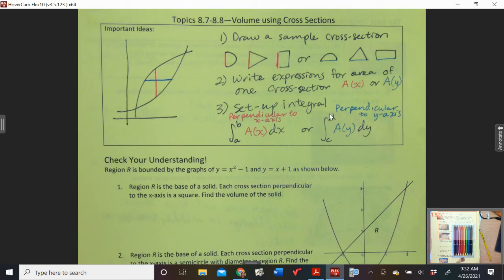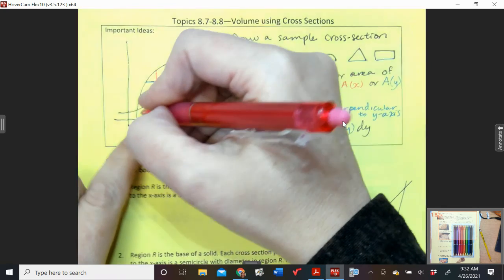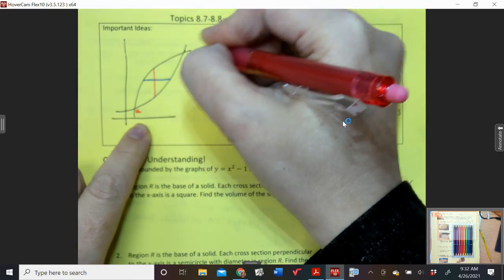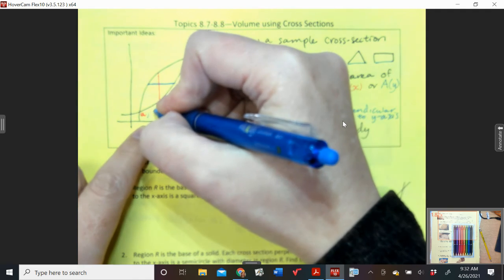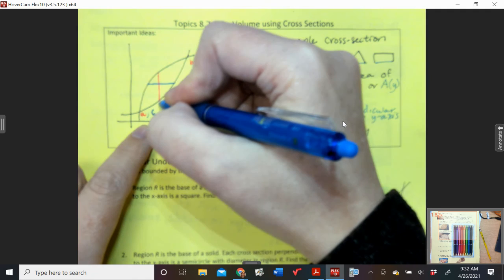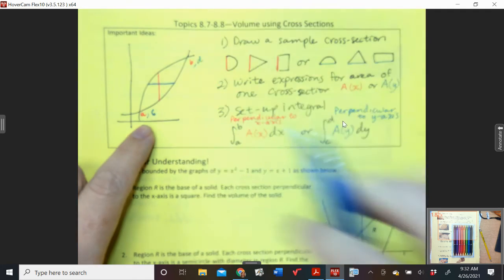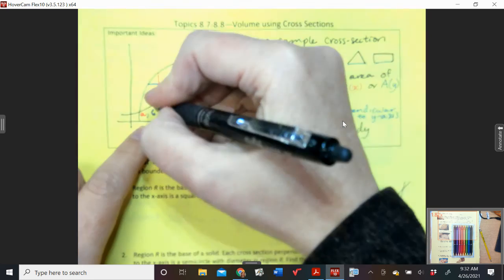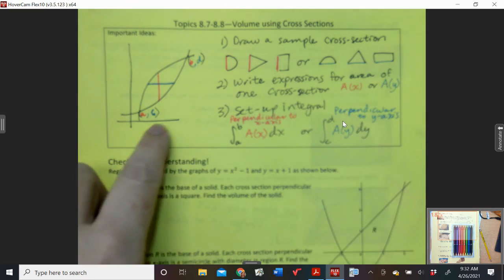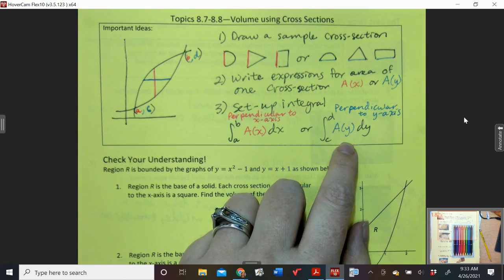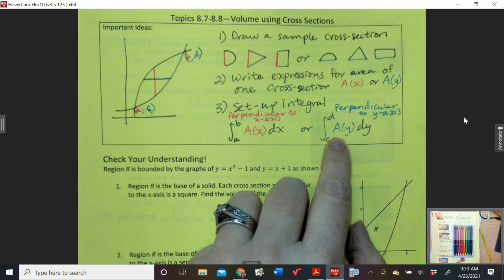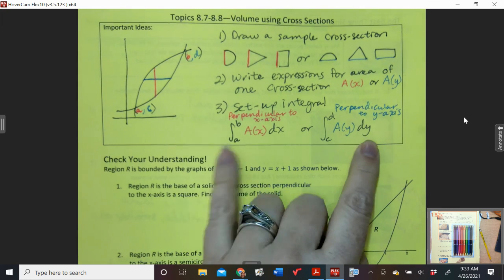If they are horizontal, let's put that in. This one would be a to b, and then for the other, this is a comma c, this is b comma d. That's a little bit different than what we probably would have written in the past, so that helps us see what's going on here. Perpendicular to the y-axis, and so on.